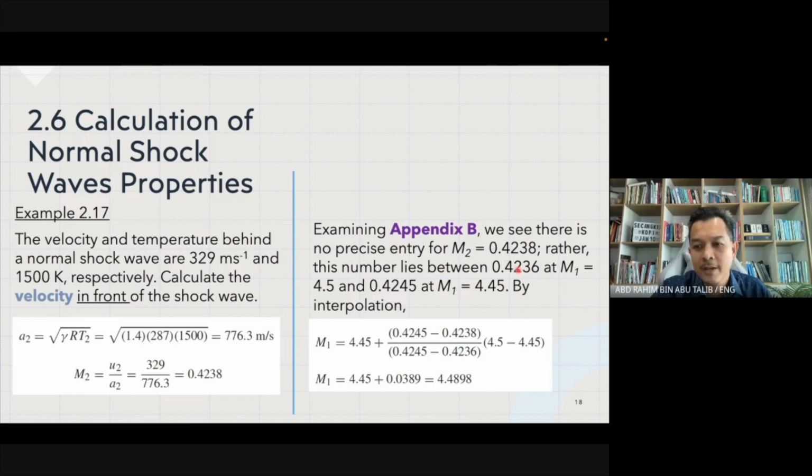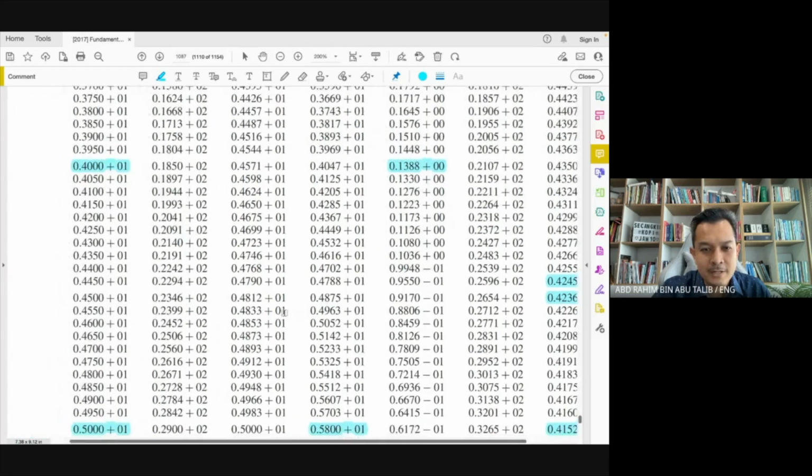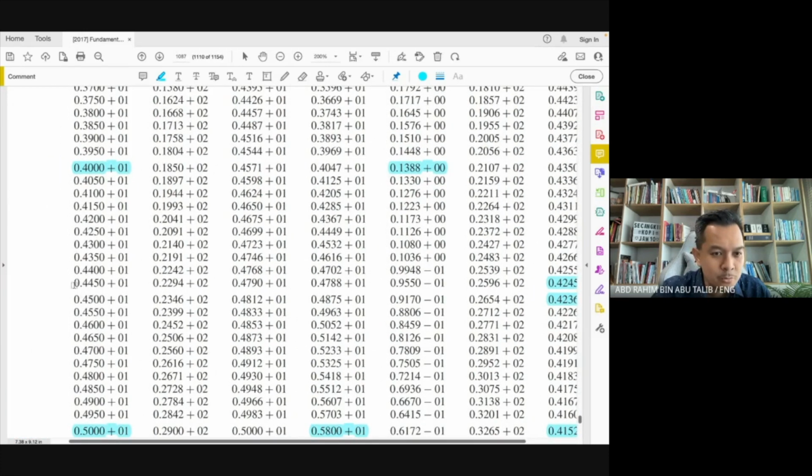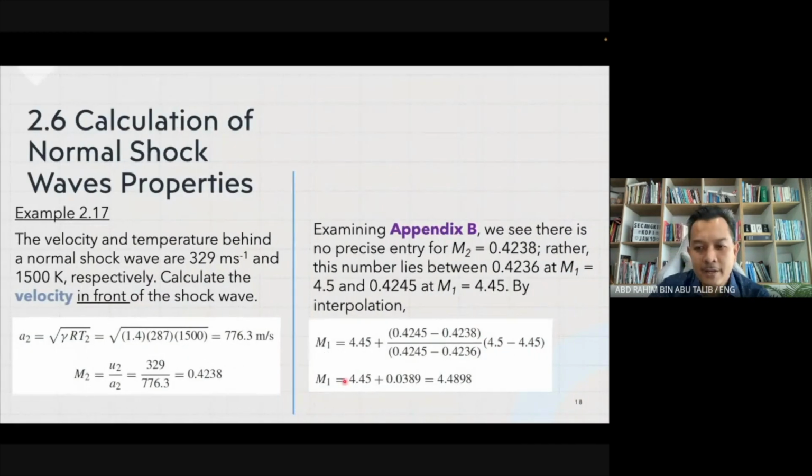So you can then use the Mach numbers before and after. By interpolation, you will then get the value. So M1 now becomes 4.4898. So it is in between those values, between this and this. You can then get it to become 4.48998.